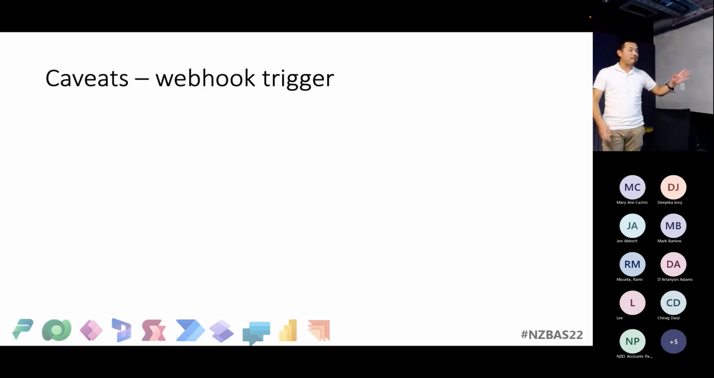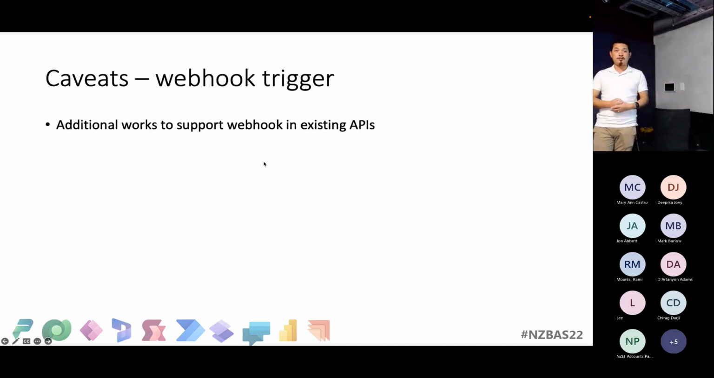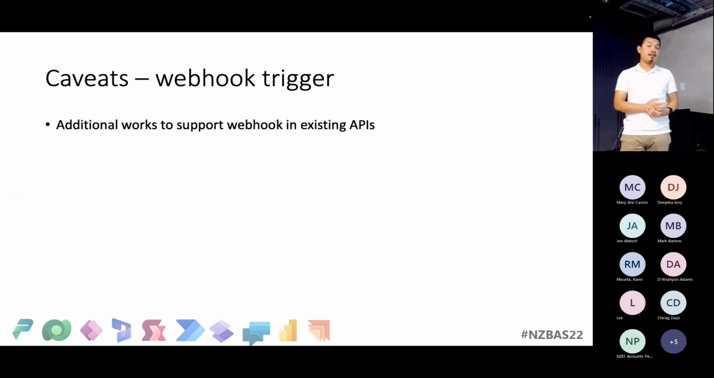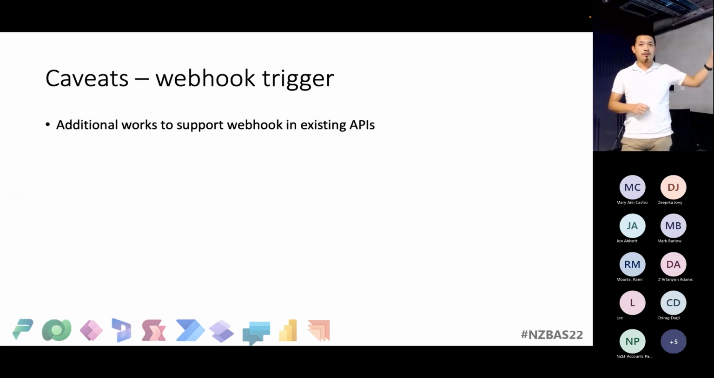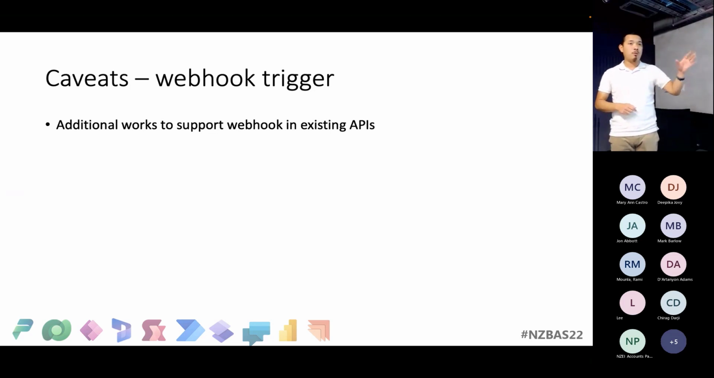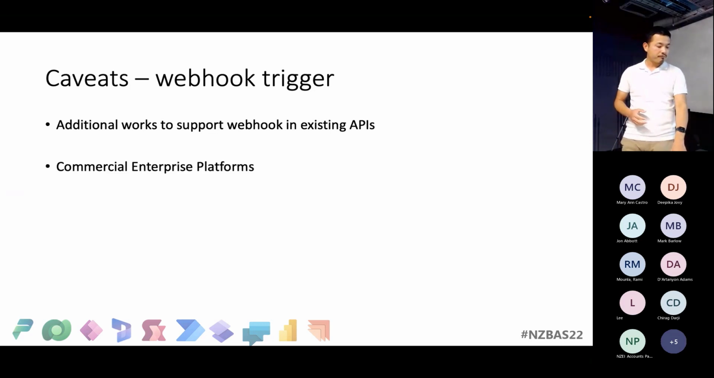So carrying on with the webhook trigger. You can see this worked, not really great with a 2-3 minute delay, but it worked well. And you don't need to change anything on your existing API. But with the webhook, you do need additional work to support the webhook capability in the existing APIs. That means if you already have an existing API, do not assume that you can use the webhook trigger, because you need extra work to include the webhook mechanism in your API.